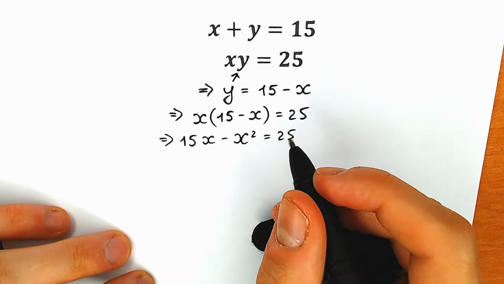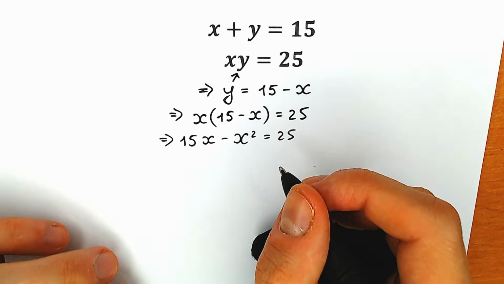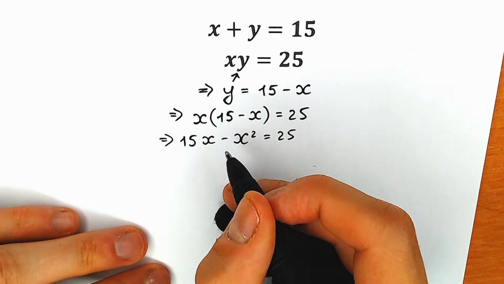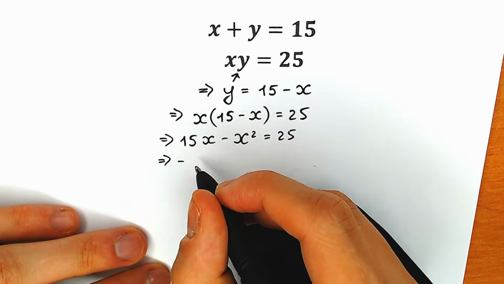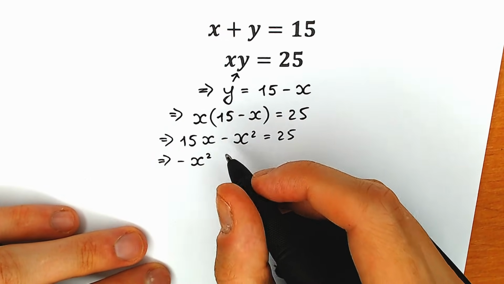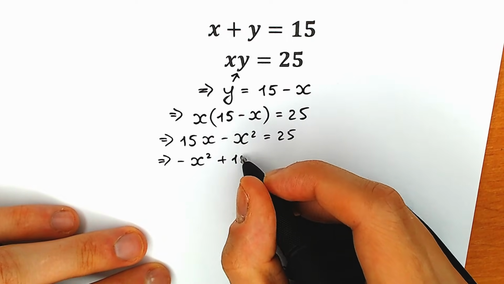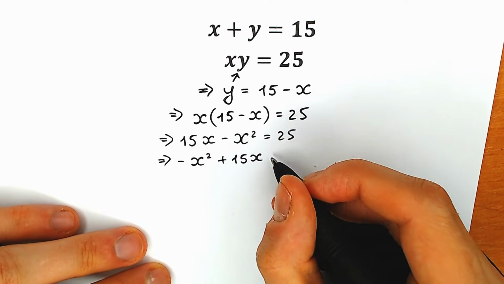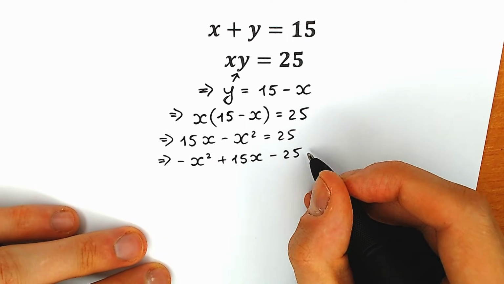It looks like this is a quadratic equation, but we prefer a little bit different order. Let's write minus x squared in the first position, plus 15x in the second position, and minus 25 from our right side, so minus 25 equals 0.